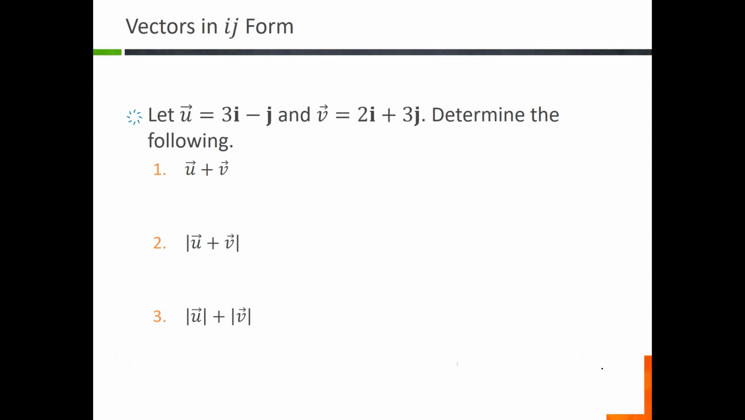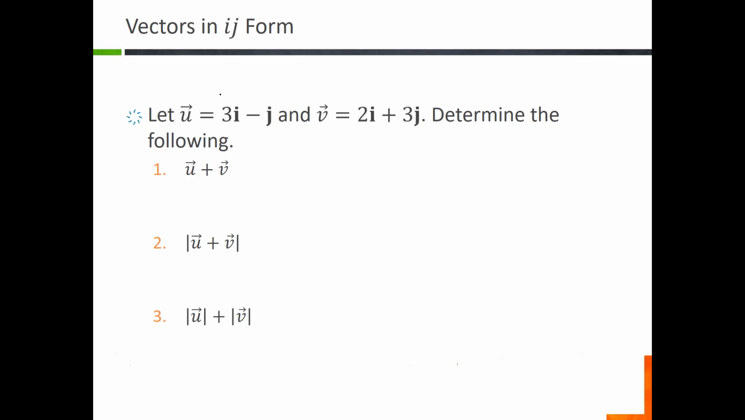All right, when we talked about vectors, again, we could also think of them in ij form. And again, you can write these interchangeably between ij form and the component form that we were just looking at. But let's just try a couple examples here using the ij format. So we have u is 3i minus j, and v would be 2i plus 3j.